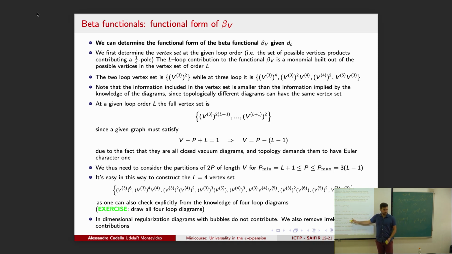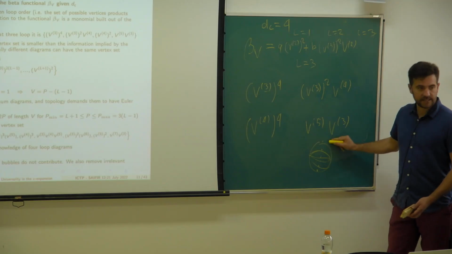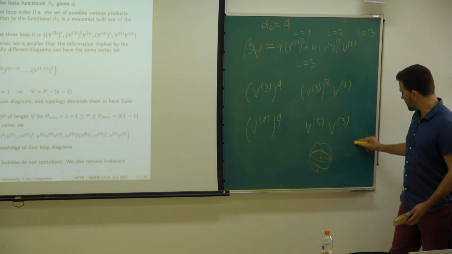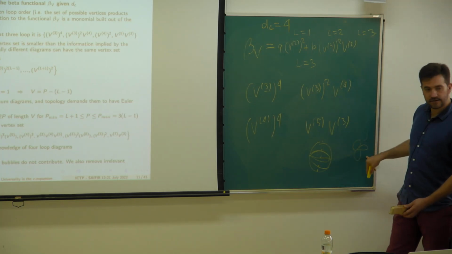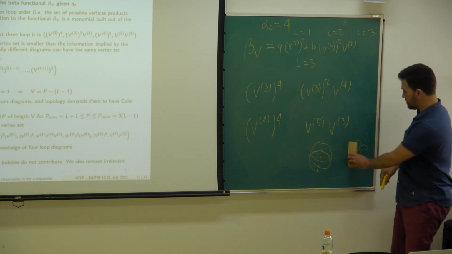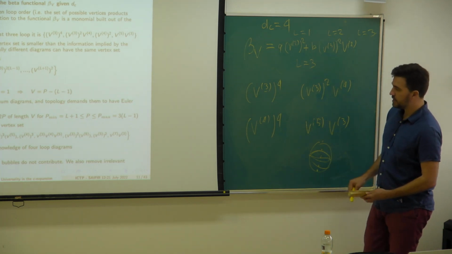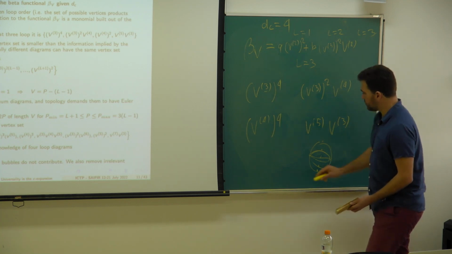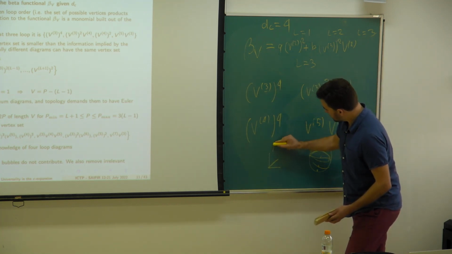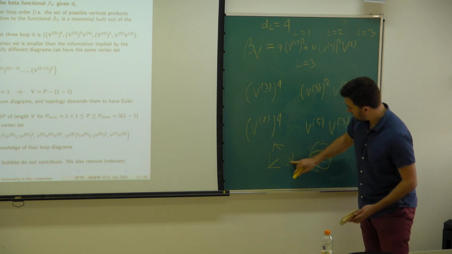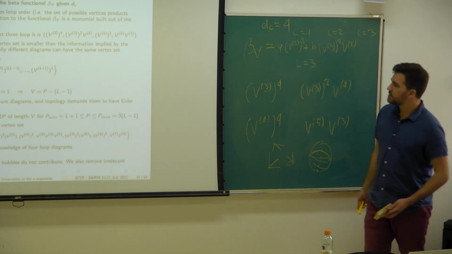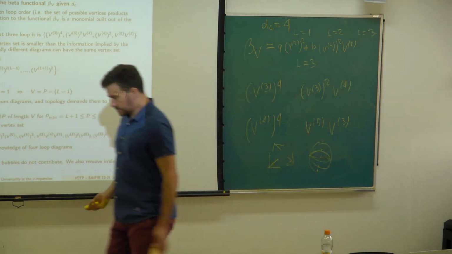So how do I achieve p minimum? P minimum is achieved by the sunset diagram, one like this. I have one propagator more than the number of loops. I have already taken out the vacuum bubbles because they will not contribute. So this is the p minimum. The p max is achieved when I have only diagrams with three-legged vertices.